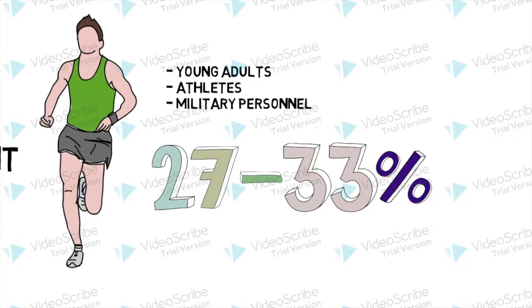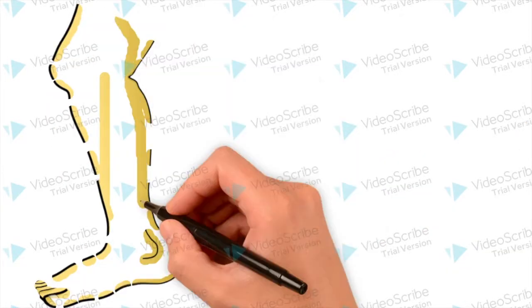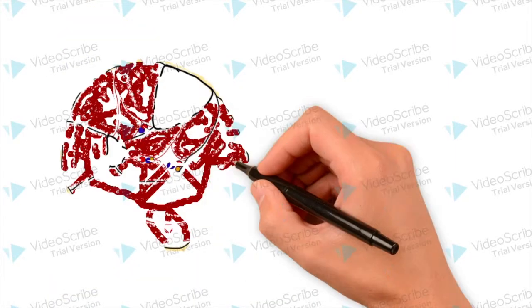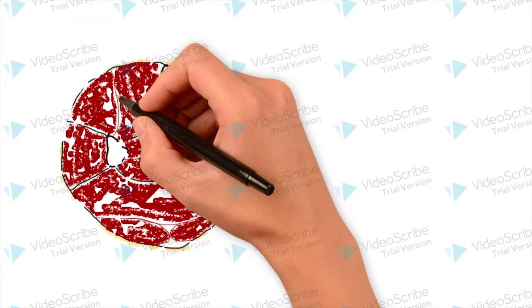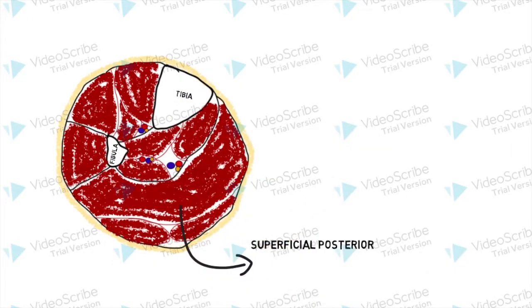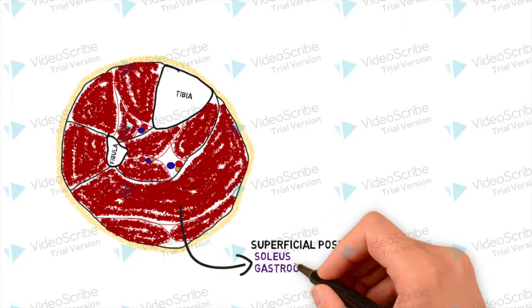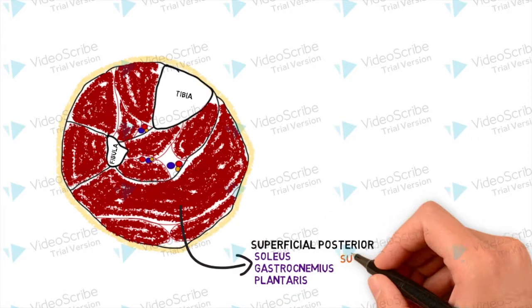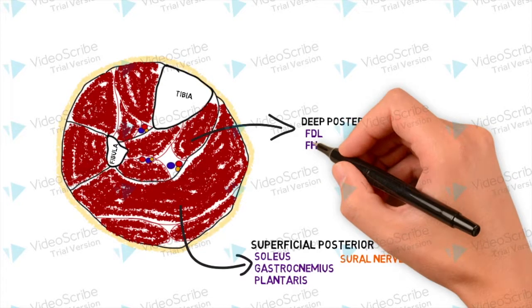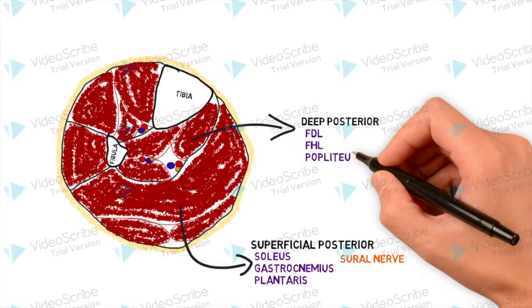Before we dive in, let's do a quick refresher on the anatomy of the lower leg, which comprises 4 compartments separated by inelastic fascial sheaths. The superficial posterior compartment contains soleus, plantaris, both heads of gastrocnemius, and the sural nerve. The deep posterior compartment comprises deep flexors and popliteus, as well as the posterior tibial artery and vein.